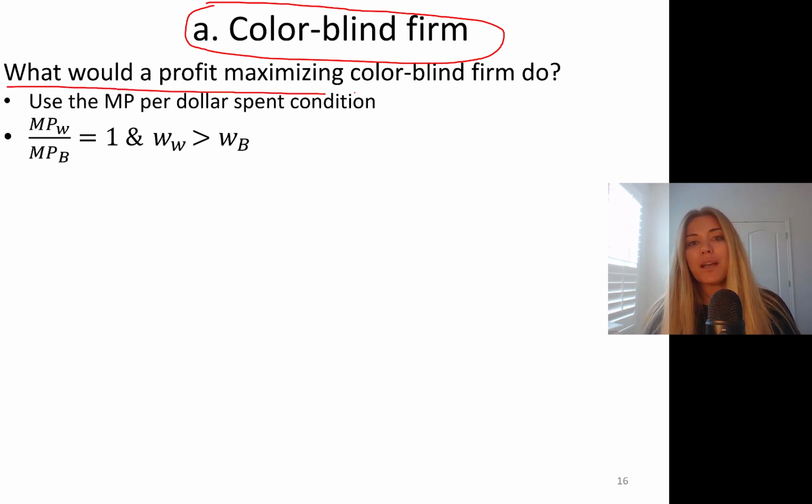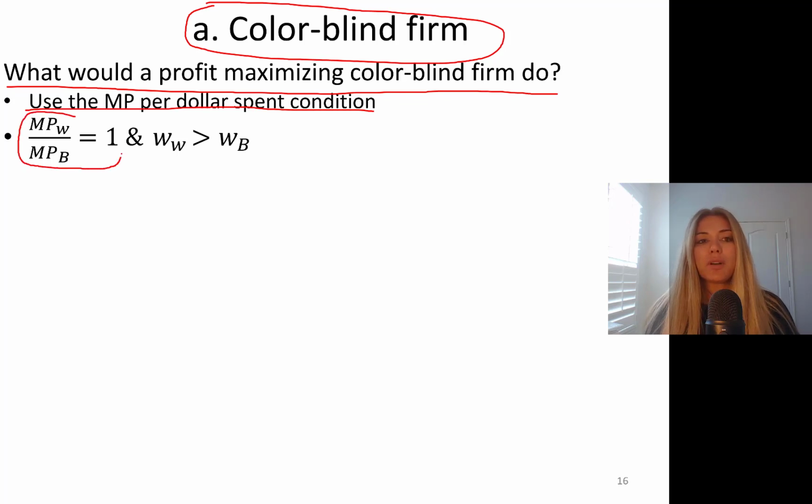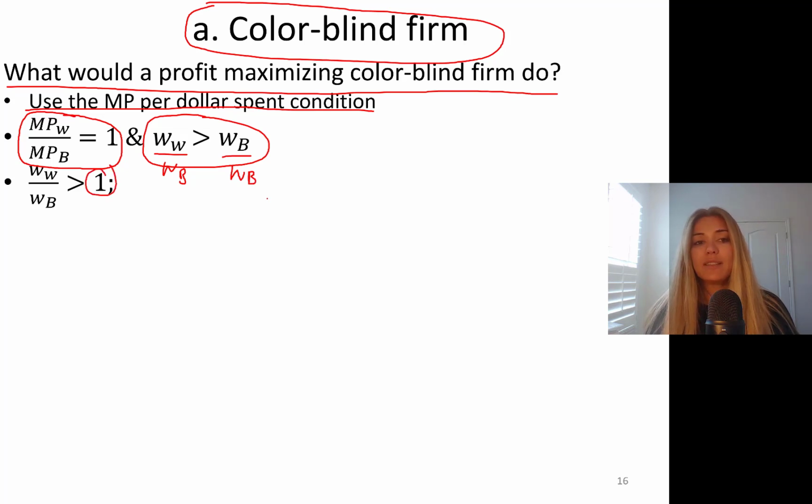So what would a profit-maximizing colorblind firm do according to this model? Use the marginal product per dollar spent condition. Remember capital and labor, how it substitutes. So the marginal product of white workers divided by the marginal product of black workers is equal to 1. However, white wages are higher than black wages, so you're going to hire all black workers because it makes sense. So the wage of white workers divided by the wage of black workers is greater than 1, right? If you divide this by WB, the white-black wage ratio will be greater than 1.